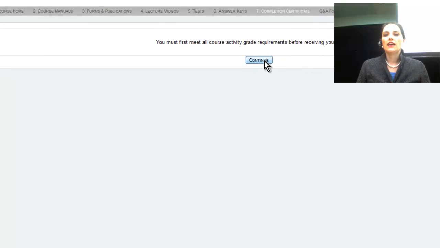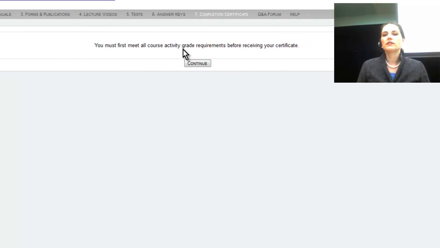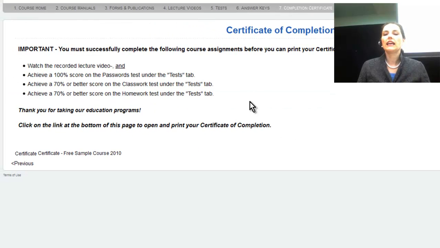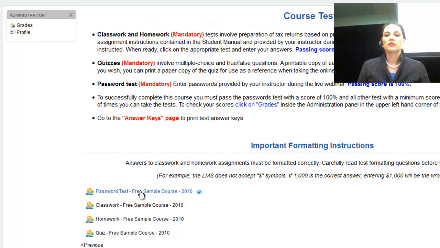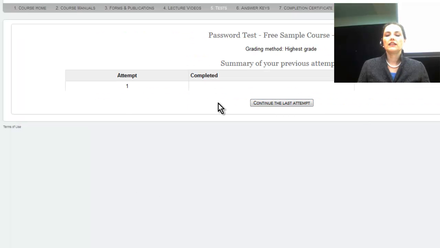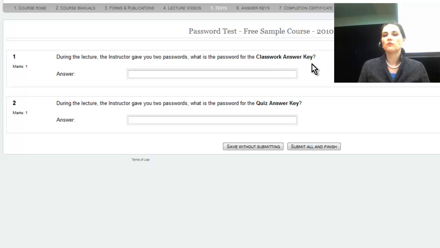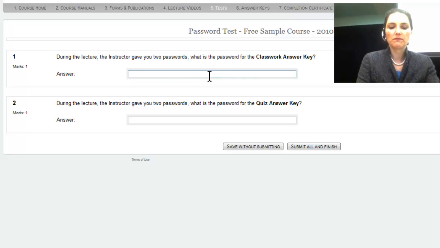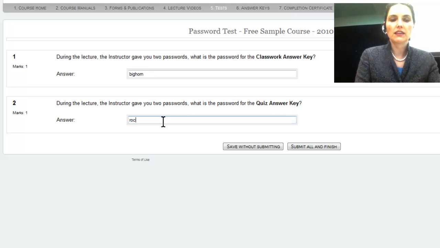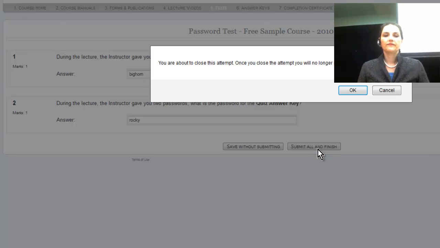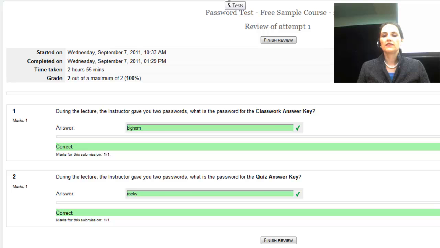We click on the link, and it says you must first meet all course activity grade requirements before you receive your certificate. I click continue, and I can't continue, and the reason is that I have not yet taken the password test. So I need to go down and take the password test. I need to enter both the passwords that I gave you today. The first question is, what is the password to unlock the classwork answer key? And that password was Bighorn. And then it says, what was the password for the quiz answer key? That password is Rocky. So I've now successfully completed that test.